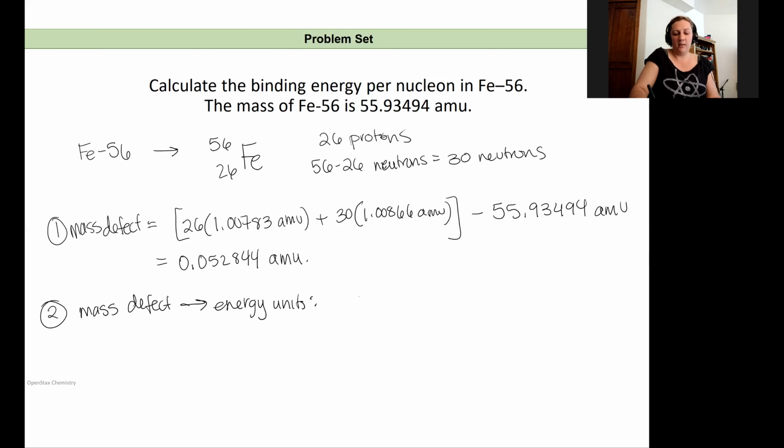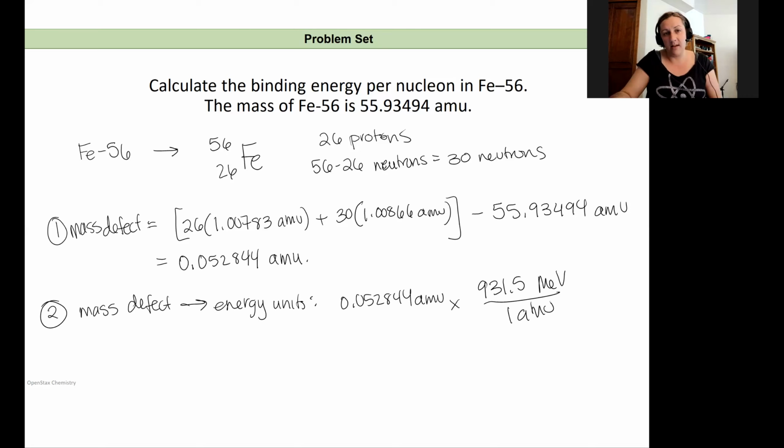And so that's going to be my 0.052844 atomic mass units I just calculated times that 931.5 mega electron volts per 1 atomic mass unit. And now I'll be in units of energy, and I'll report my answer in mega electron volts. I could also from here convert to joules as well. So that's going to give me a value of 492.24 mega electron volts.